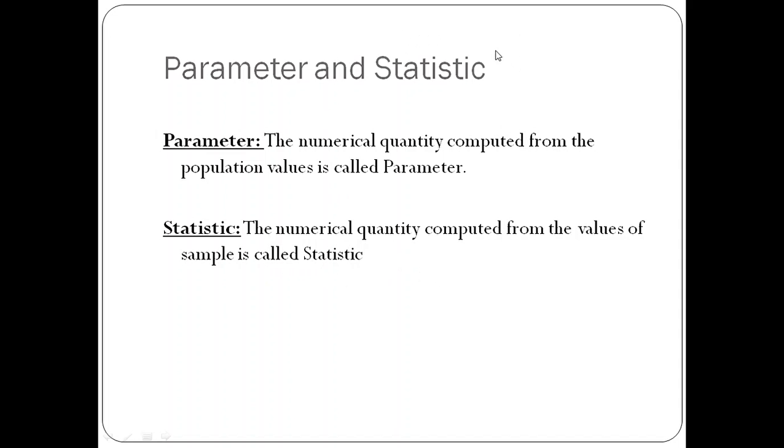Now, here the S is not written at the end. If in this word the S is written at the end, statistics, this means the subject. But if S is not written at the end, it gives this meaning: the numerical quantity which is computed from the values of a sample. So be very careful here, because statistics is the subject but a statistic is a numerical quantity which is computed from the values of a sample.